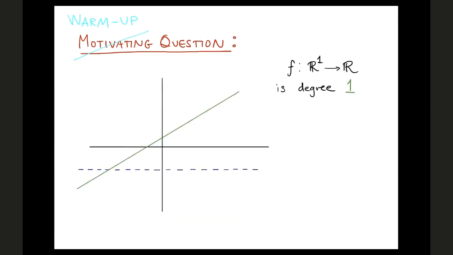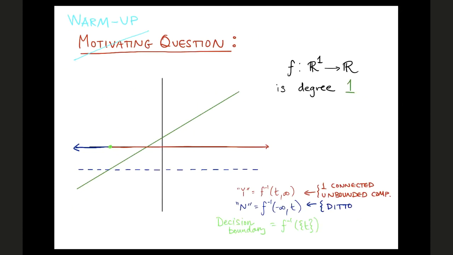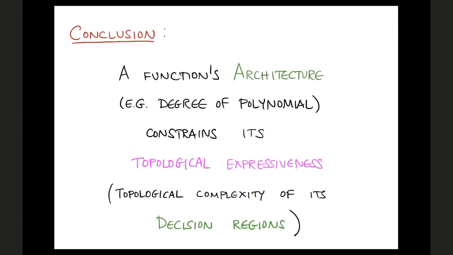Whereas if you take a degree 1 polynomial, there's just not much you can get. No matter what you do, you're going to have one connected unbounded component for both of the decision regions. And again, we're starting to see how these Morse theory ideas come into play. Okay, so the conclusion here that I want to start off with before I start talking about neural networks for real is that a function's architecture very naturally can constrain its topological expressiveness.